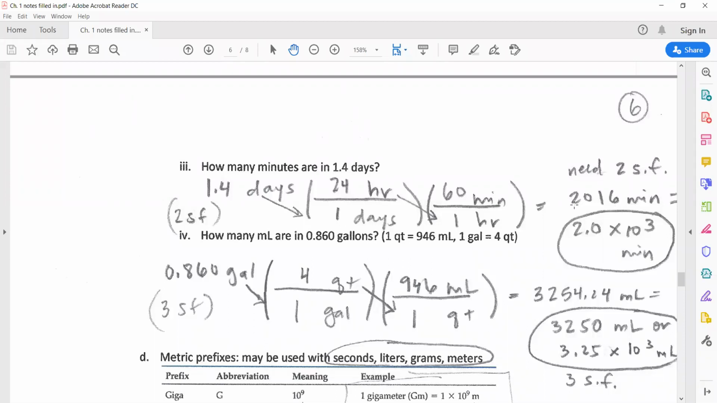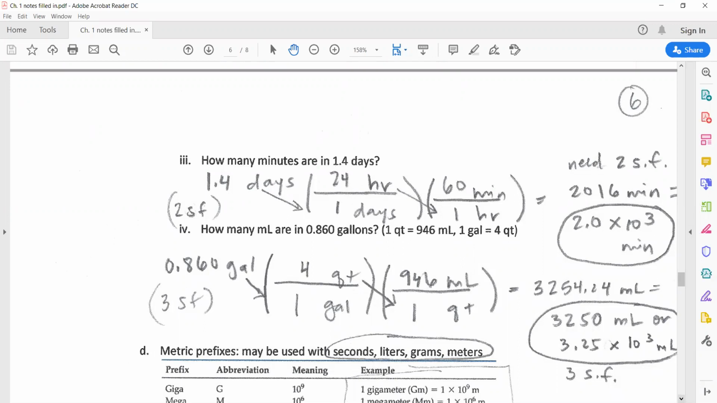So generally what I would do is the 2 and the 0 would stay, and I would replace the 1 and 6 with zeros. But then that would be 2000, which would only have 1 sig fig. So in this case, I have to go to scientific notation and make it 2.0, that's 2 significant figures, times 10 to the 3rd, because I've moved my decimal 3 times.